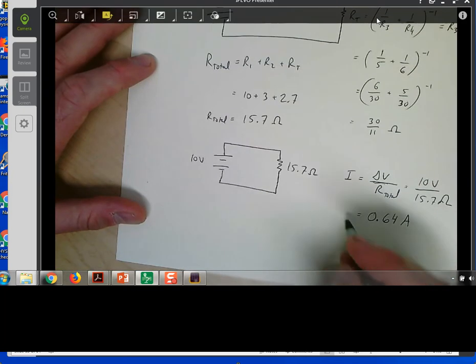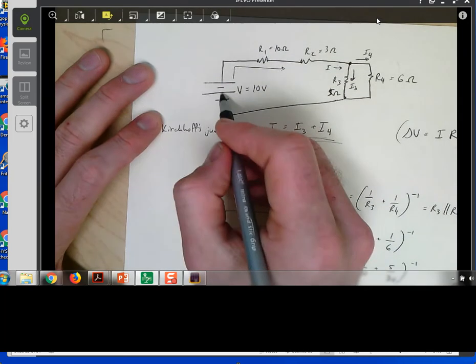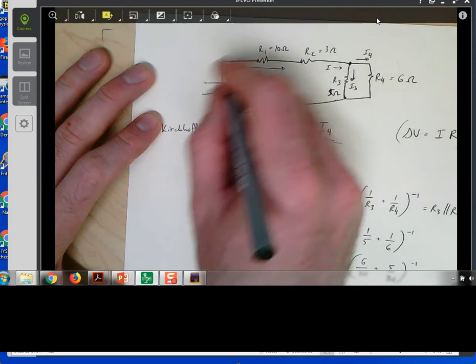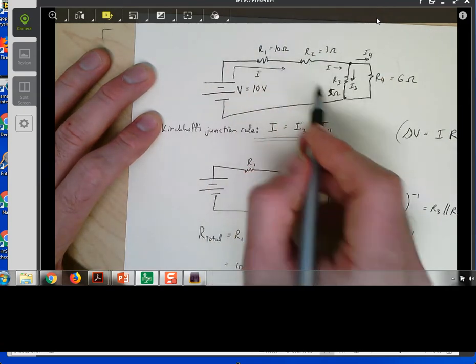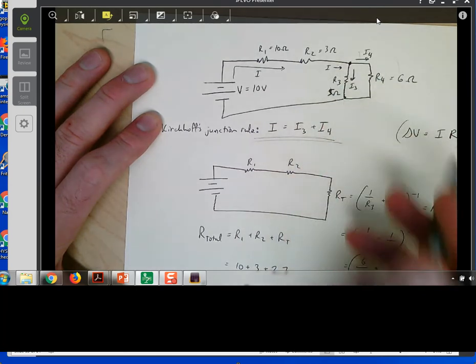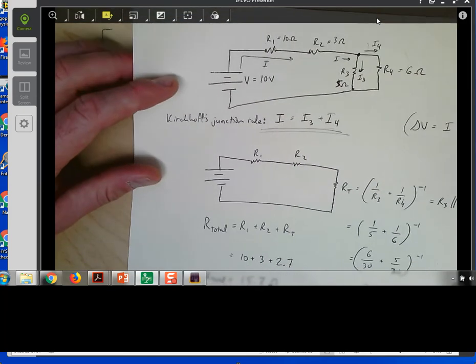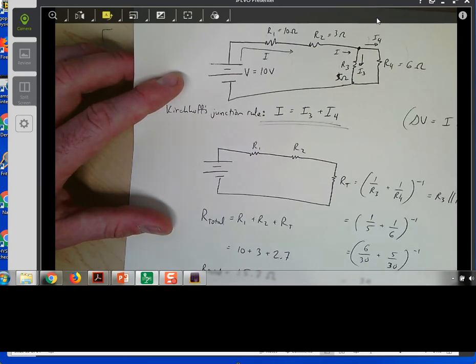So now, backing up, this is my total current that's going through the battery. That means that in my case here, where I drew it as an I, that goes through this part of the circuit here. That is the same current that goes through R1, the same current that goes through R2, and then the same current that goes through R3 and R4. So we have to get a little bit more sophisticated here in order to solve for the actual current that's going through R3 or R4.